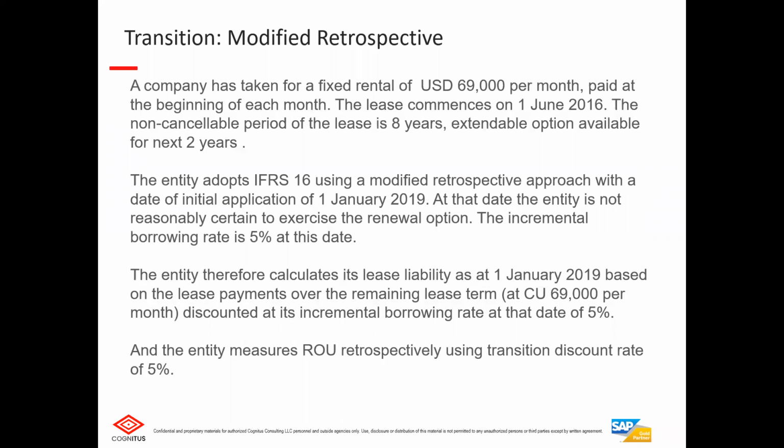your monthly payment is $69,000 and the lease commencement date is June 1st, 2016. The non-cancelable period of the lease is 8 years and an extendable option is available for the next 2 years. But the initial application date of this contract is going to be 1/1/2019, and the lease incremental borrowing rate is 5%. Therefore, it includes the lease liability.